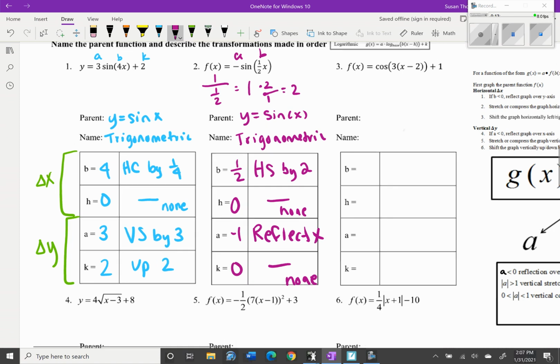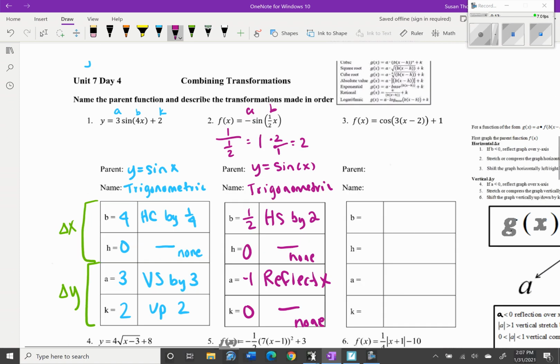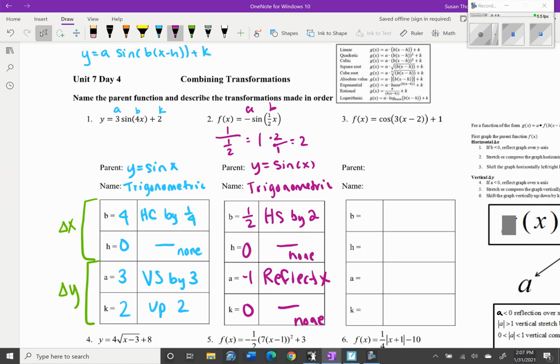So the next one we're looking at is the cosine equation, which is very similar to our sine equation. So your a value would be on the outside. This is your b, h, and k. So your parent graph is y equals the cosine of x now, and it's still a trig function. And so b, in this case, is equal to 3. H is equal to 2. Notice I didn't put -2 because it's always the opposite.